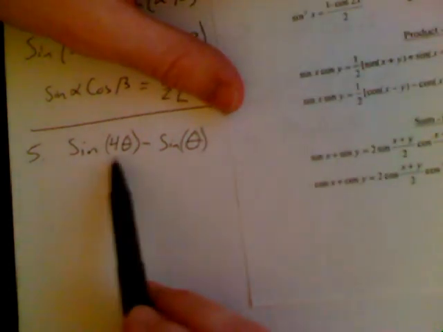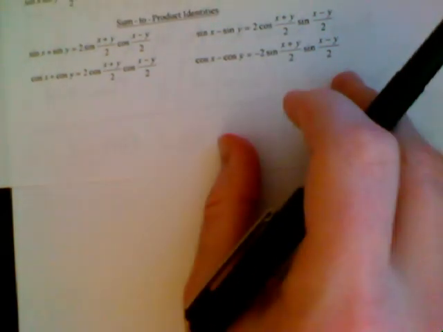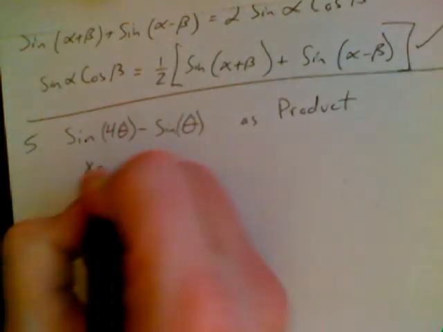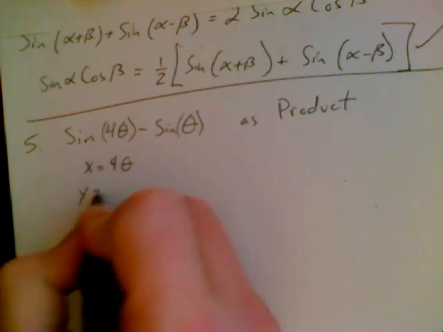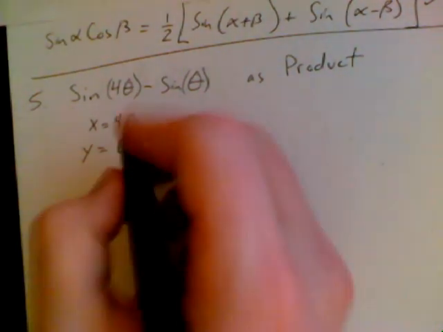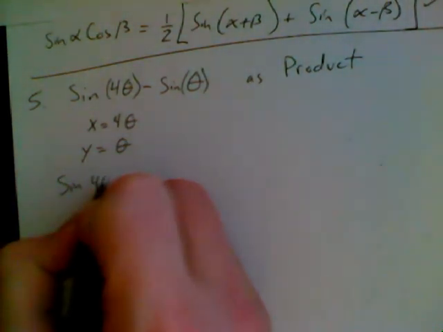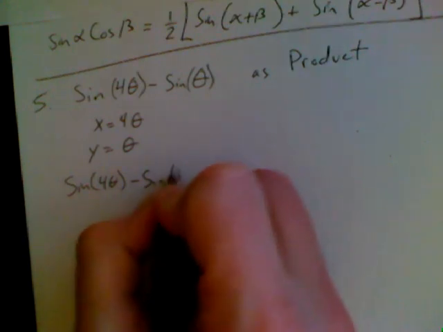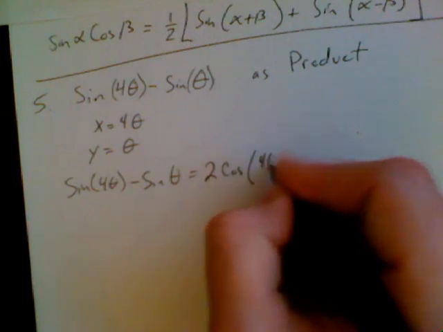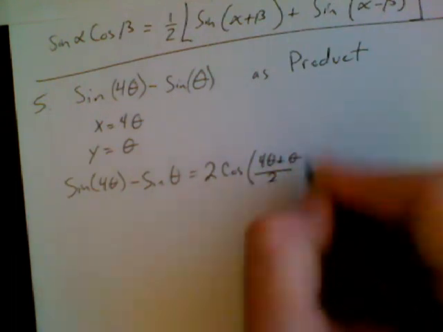Okay, so I'm going to look at my identity, and I have sine of something minus sine of something. When I look at my identity sheet, it's going to be this one right here: sine of x minus sine of y. I'm going to follow that one to a T. So in this case, my x is 4 theta, and my y is theta. When I plug everything in, I get that sine of 4 theta minus sine of theta is equal to 2 cosine of (4 theta plus theta) divided by 2.